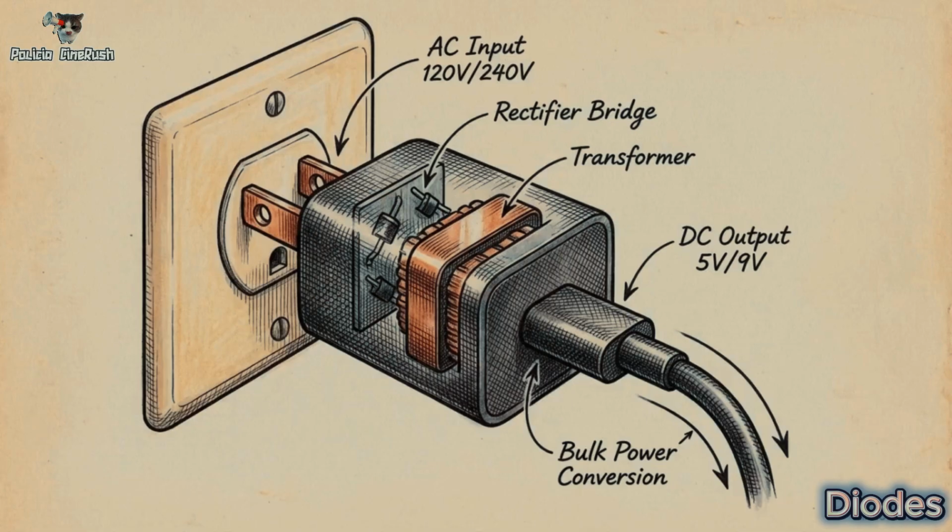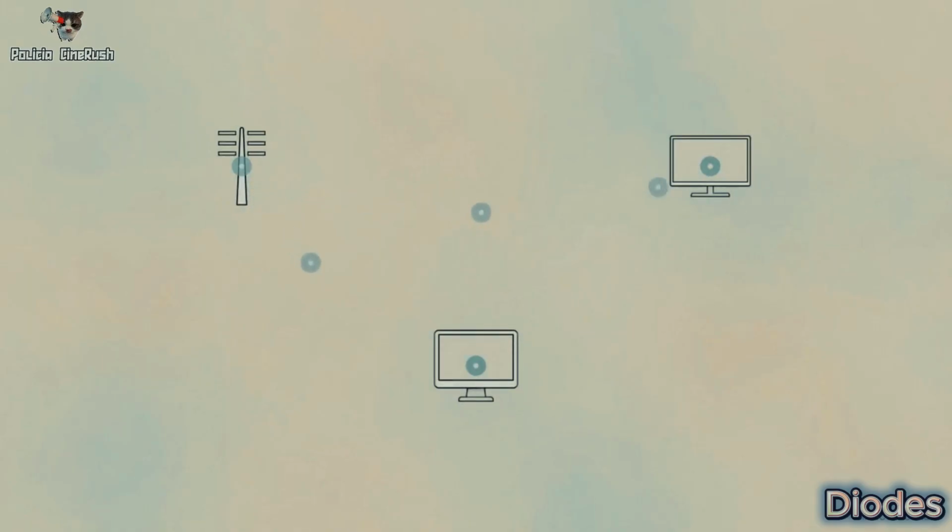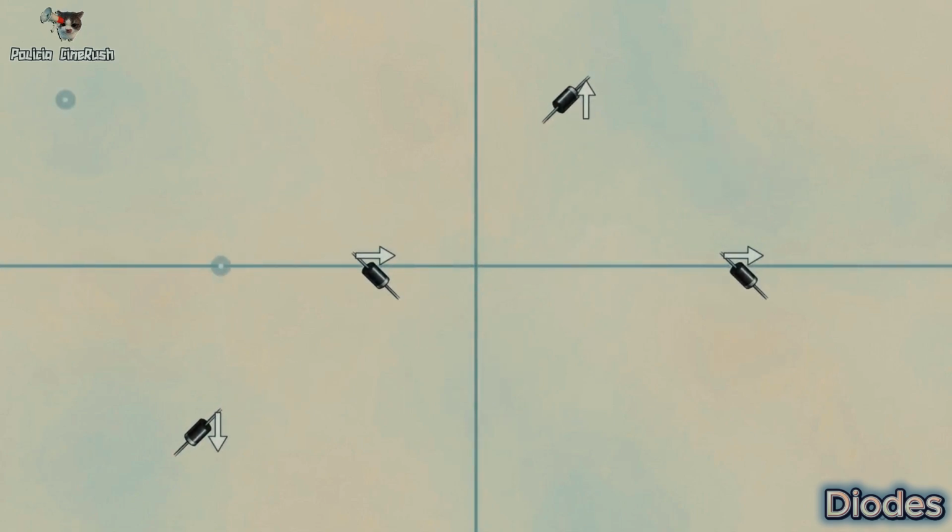Diodes do an incredible job converting bulk power from the wall, but their utility extends far beyond your charger. They are also heavily relied upon for the delicate task of managing internal data signals inside radios, televisions, and computers. Managing these low-voltage data streams requires vast, intricate networks of diodes.